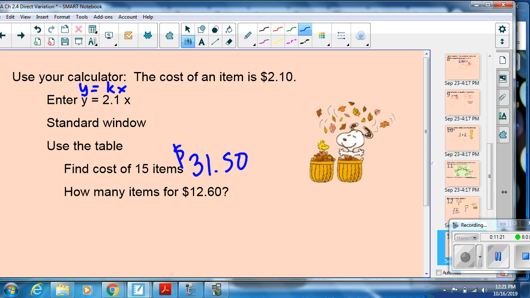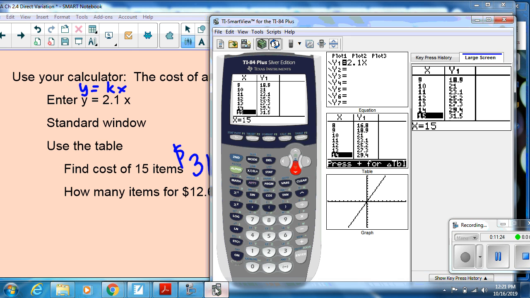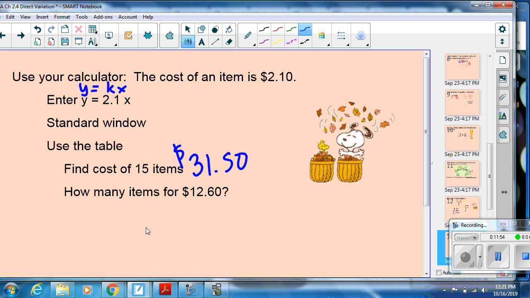Well, when I used my graphing calculator a minute ago, I saw that my y values were my prices, right? So this over here on the right was price. So if I want to look for how many items is $12.60, I want to now scroll up in this case, to find a price of $12.60. Oh, and I just passed it. So it looks like right here, my y is $12.60, which means I have purchased 6 items. You can see that that 6 is highlighted. So how many items for $12.60? 6 items.